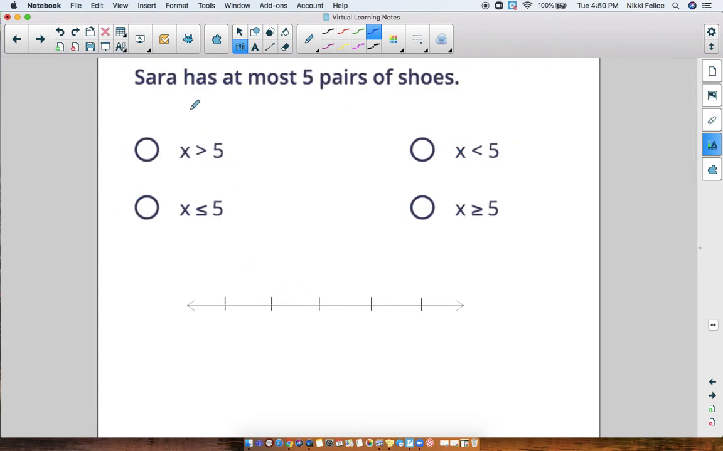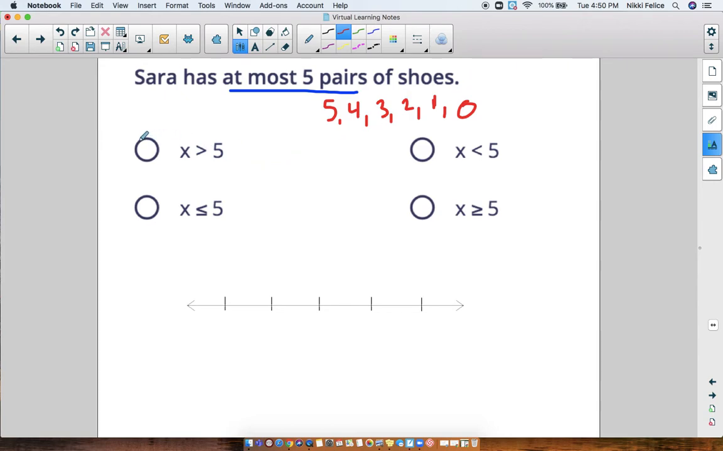Okay. Sarah has at most 5 pairs of shoes. At most, this is a tricky one. That means that 5 is the most shoes that she could possibly own. She can't own any more than that. So if I'm saying 5 is the most, that means Sarah could have 5 pairs of shoes, she could have 4 pairs of shoes, she could have 3 pairs of shoes, or 2 or 1 or 0, but she cannot go over 5 pairs. That is the most. So you're trying to find the answer that shows that X could be 5 or less.